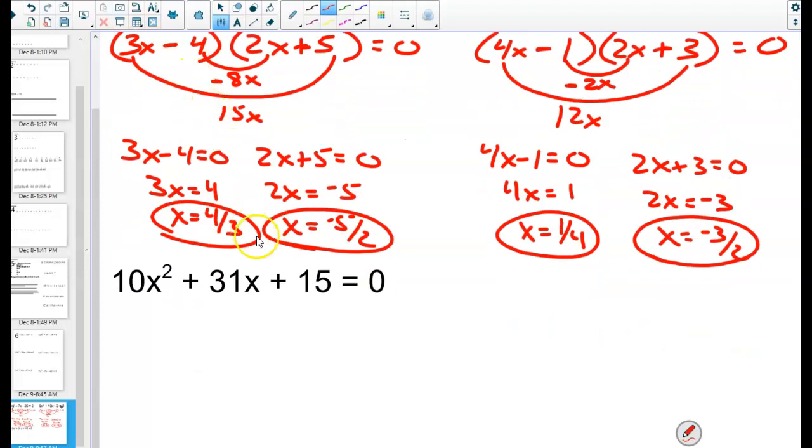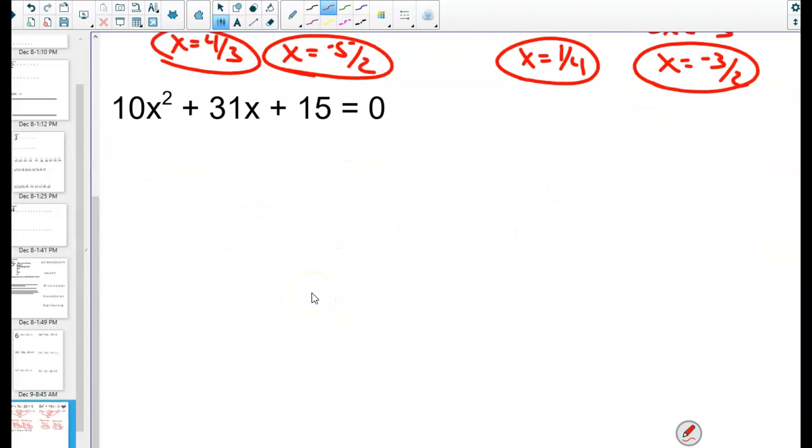So I come down to the last one. Bunch of options here. There's no GCF. Sometimes people want to say 5 here. 31 is not divisible by 5. So I'm going to start with 5 and 2 for the 10x squared, so 5x and 2x.